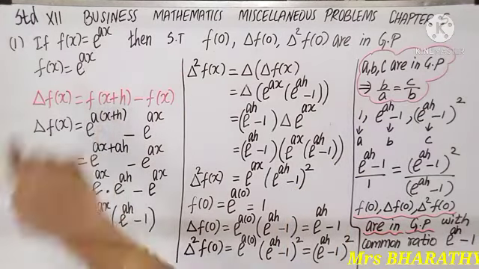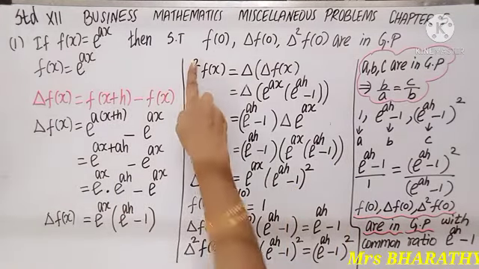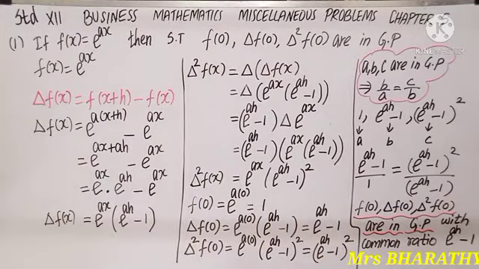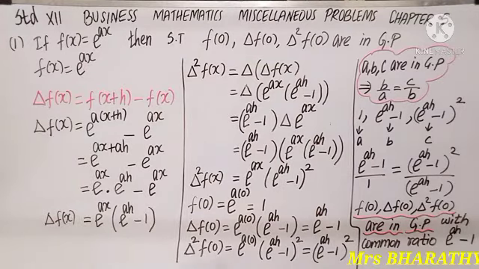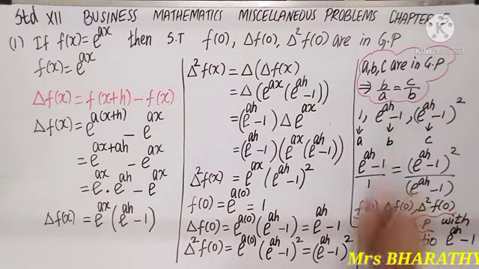Once I know f of x, delta f of x, delta square f of x, let us substitute 0 wherever x comes. F of 0, delta f of 0, delta square f of 0. The moment I see this, I can immediately declare they are in GP because it is of the form 1, a, a square. So I can immediately say it is GP. If you are not able to conclude, you can very well use this formula.